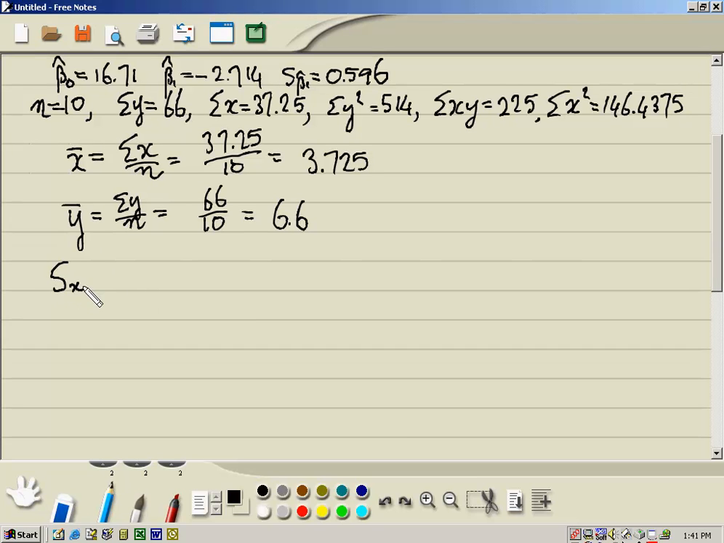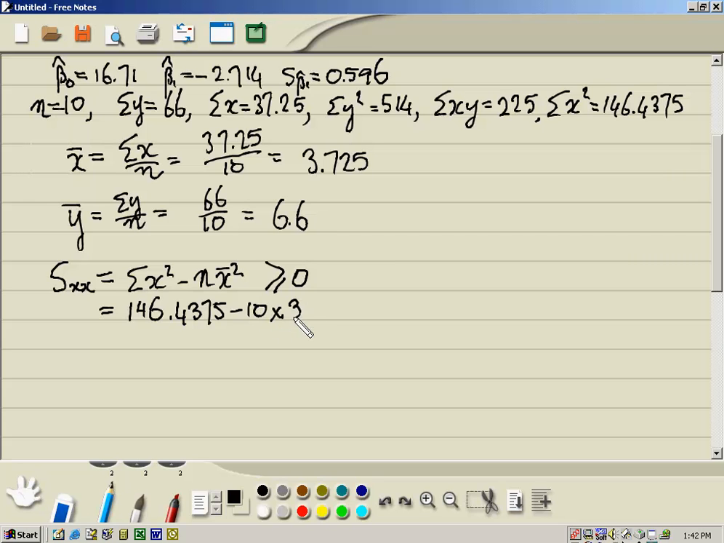Next, the sum of squares of x, S of xx, is sigma x squared minus n times x bar squared, the result of which must be positive, and it's sort of useless to us if it's 0. Sigma x squared from over here is 146.4375 minus the n of 10 times the x bar 3.725 squared, and the result from that is 7.681.